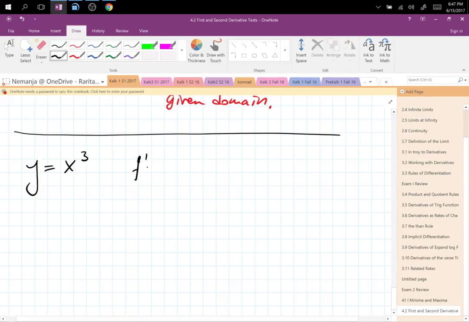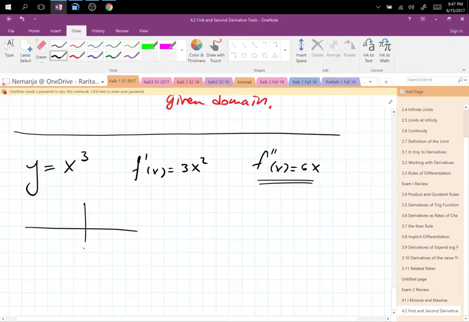So y equals x cubed. We already saw that if you do the first derivative test, the first derivative tells you there's no min or max. Awesome. But if you take two derivatives in a row, first derivative and second derivative, here's your second derivative, 6x. So now we draw the diagram, split that diagram at 0, and we pick two test points, one to the left and one to the right.